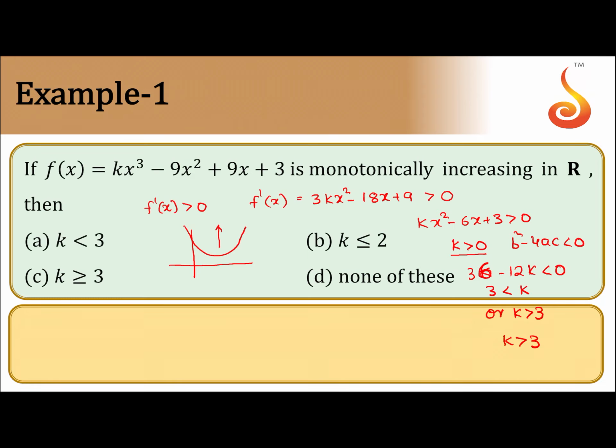So given function f of x is monotonically increasing. Monotonically increasing means uniformly increasing, whenever f dash x is greater than 0, which implies k must be greater than 3. K must be greater than 3 because greater than equal to sign is given to you. So that's a mistake. So answer will be none of these. Strictly increasing means k is greater than 0. K is greater than equal to 3.